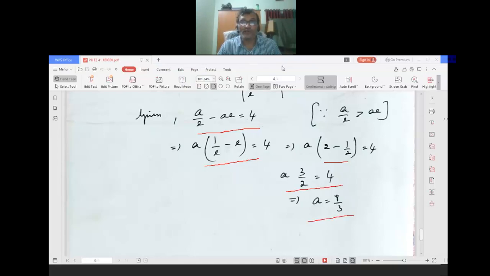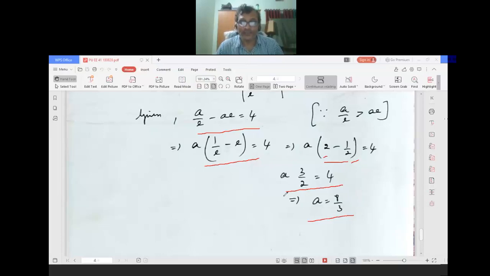I hope you have followed it. a is equal to 8 by 3. So in this way we go on. Once we get this much, we know the e value. The e value is half, so 1 by e will be 2. This you calculate. Then it's a question of cross multiplying and finding out. I hope you have followed it.